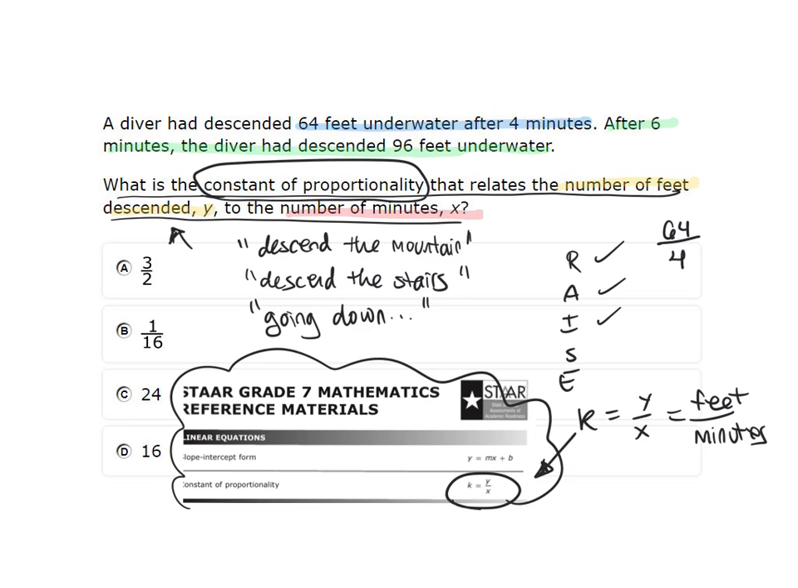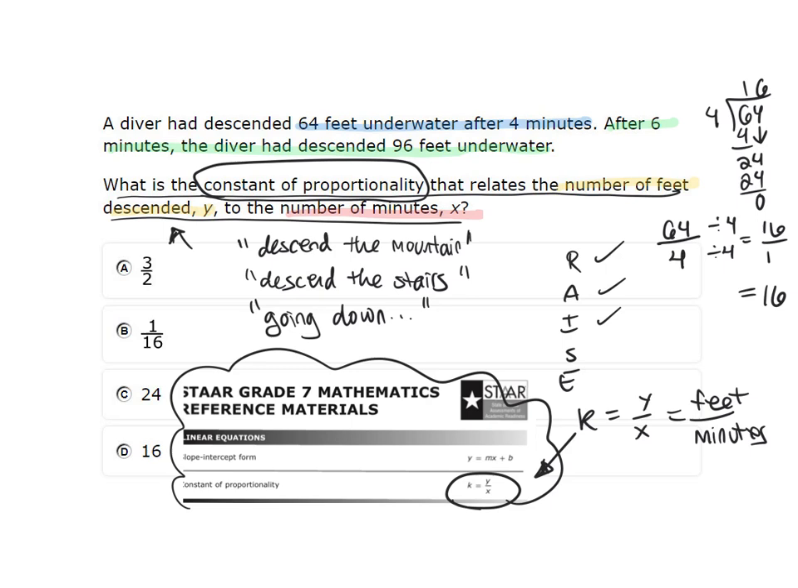I'm going to just go ahead and divide that and see what 64 divided by 4 is. I guess we could say a common factor of these two is 4, so I could divide them both by 4. And that would be the same as dividing 64 by 4, right? If I divide both the numerator and the denominator by 4, I can see that this is 16 over 1, which I could just write as 16, right? So what does that mean? The diver is descending at 16 feet per minute.